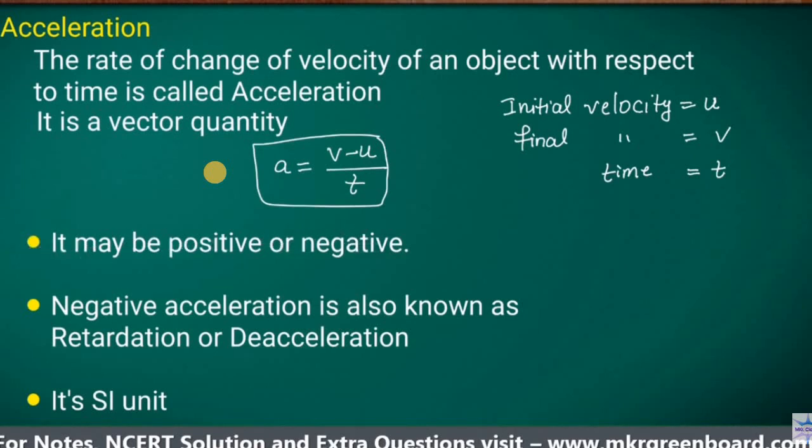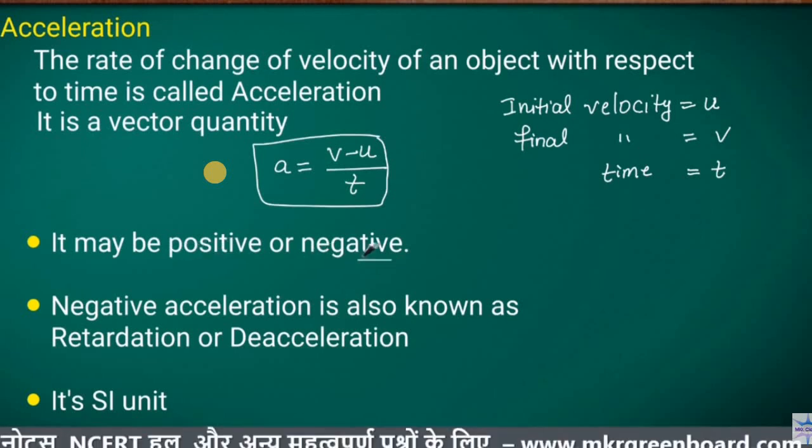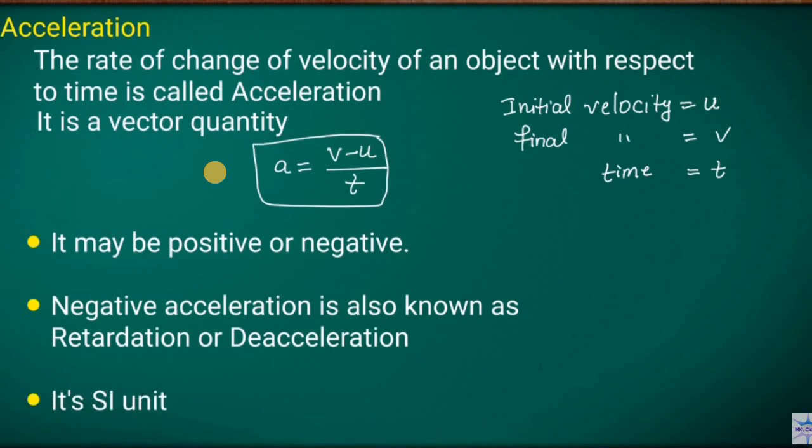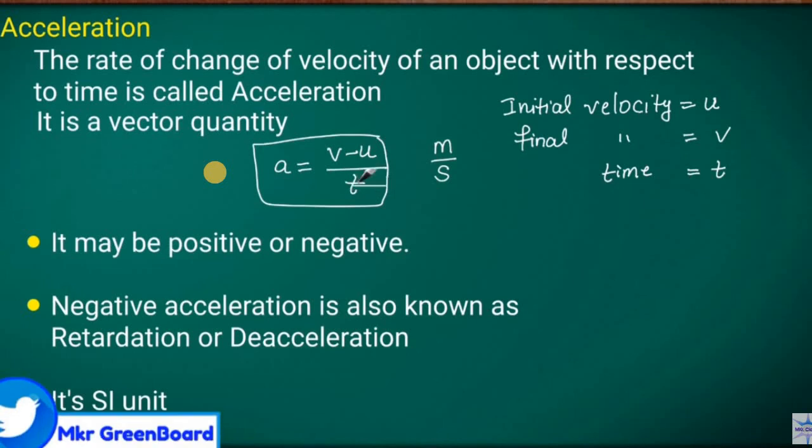So the formula of acceleration is a is equal to v minus u divided by t. It may be positive or negative. The negative acceleration is also known as retardation, or you can say deceleration. Means if we get the value of acceleration in minus, then it is considered as retardation or deceleration. How is it possible? If the value of v is lower than the initial velocity, in that condition we get the negative acceleration.